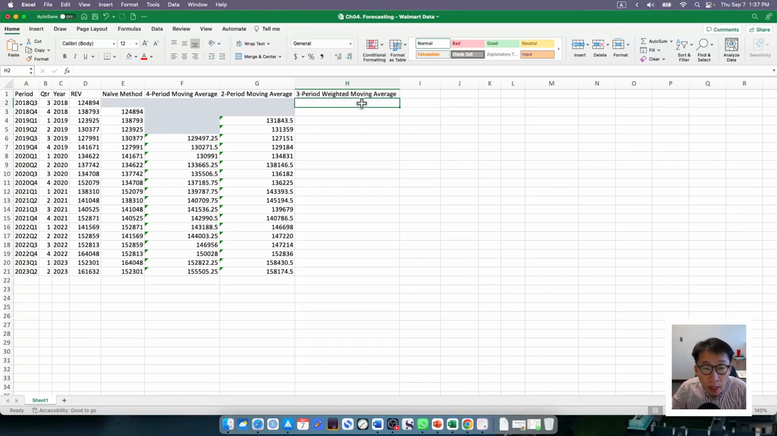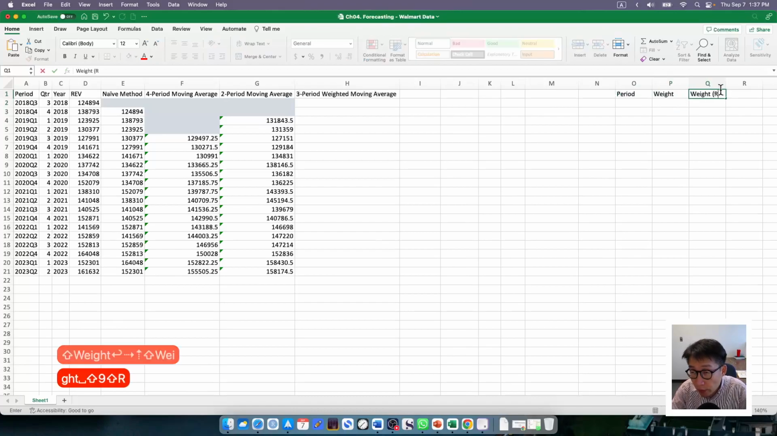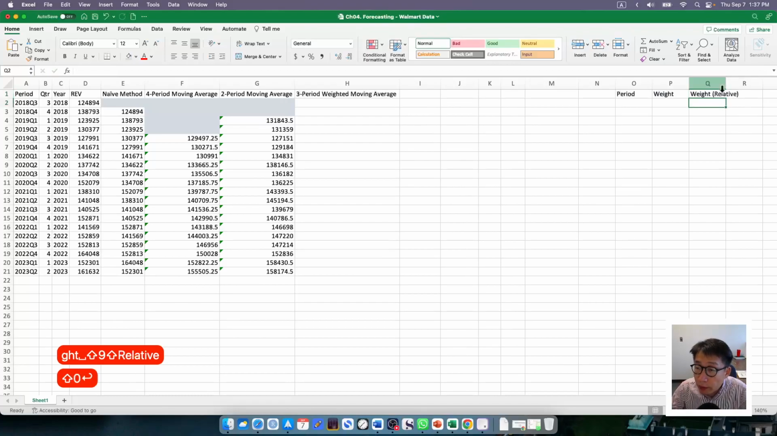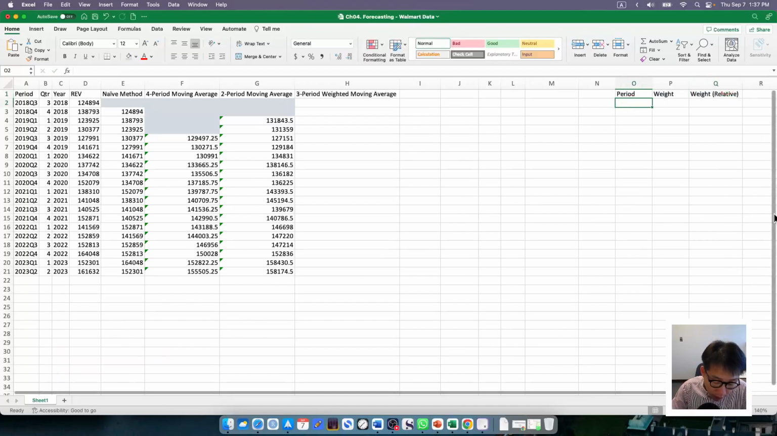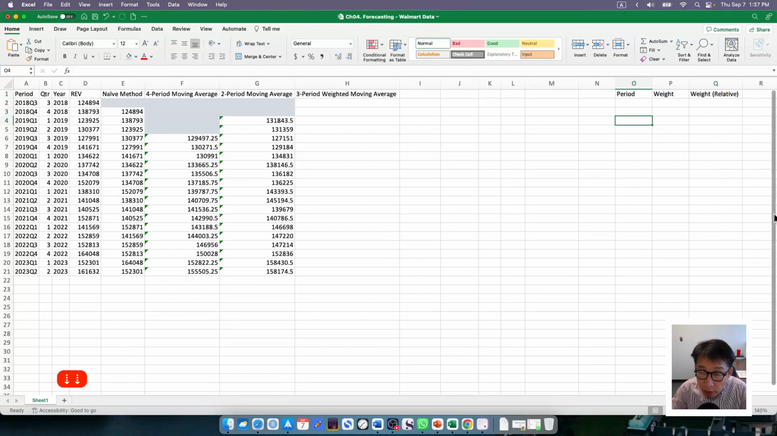Okay, so I think you should take 3 steps to do any of these weighted moving average problems. First, you need to determine what's the weight. So the first thing I want to do is write the period involved, and you have a weight here, and then I usually like to convert it into relative weight. The period involved, it's 3-period, right? So starting from immediately before, 1 before, 2 before.